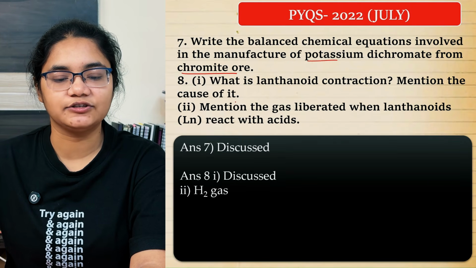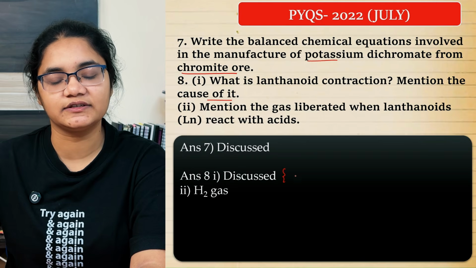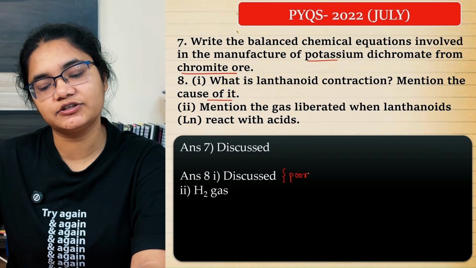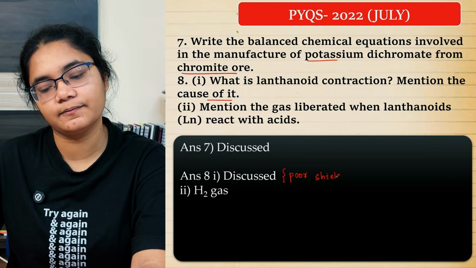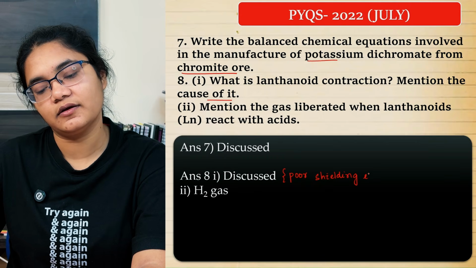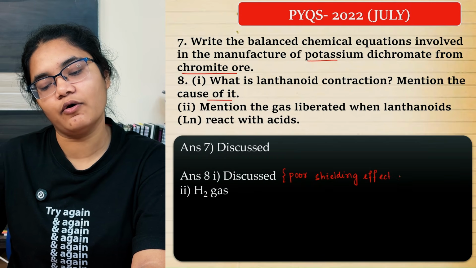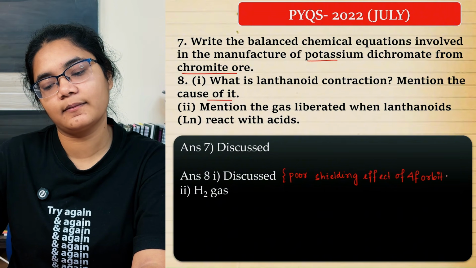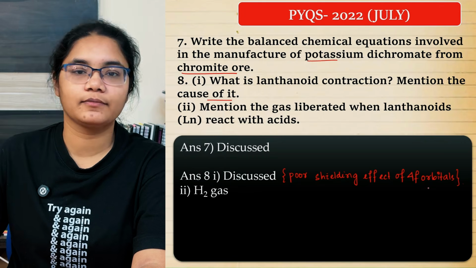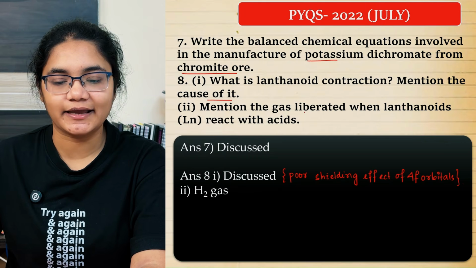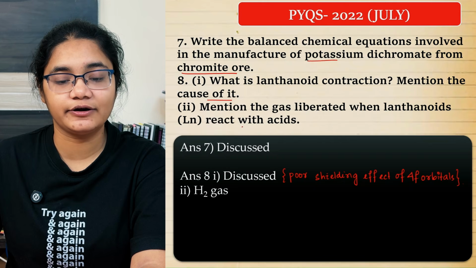Lanthanoid contraction and mention the cause of it. So I'll just mention the cause here. The cause is because of the poor shielding effect of 4f orbitals, right? Poor shielding effect of 4f orbitals. Okay. Next is mention the gas liberated when lanthanoids react with acid.